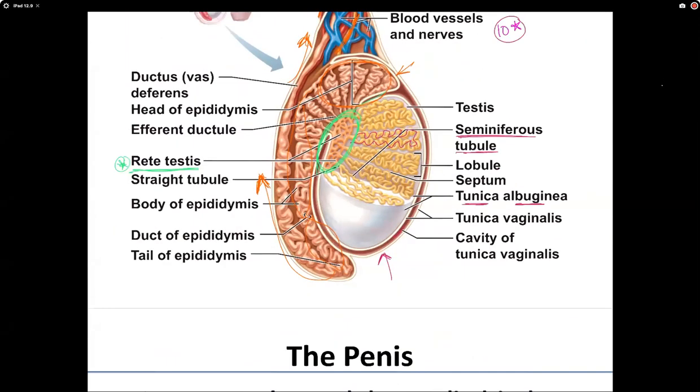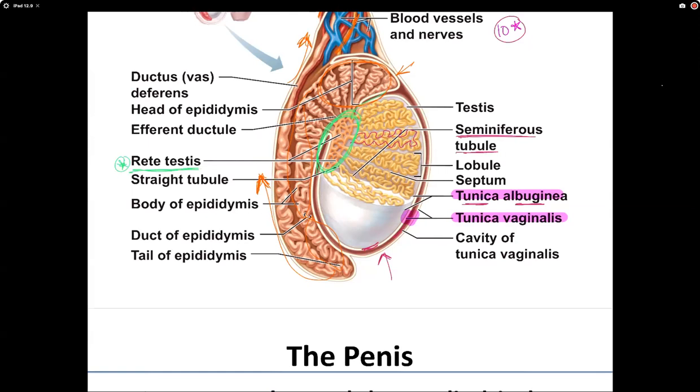We do have two membranes covering the testis, one that is firmly adhering to the outside of the testis. This is called the tunica albuginea, alba meaning white. So the white covering that firmly attaches to the external body of the testis is the tunica albuginea. To the outside of the tunica albuginea, you're going to have a membrane formed of two layers. This membrane formed of two layers is the tunica vaginalis. And in between the two layers, you have a very tiny little cavity. We call it the cavity of the tunica vaginalis.